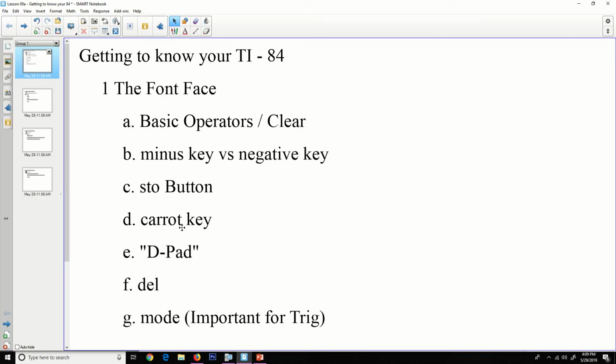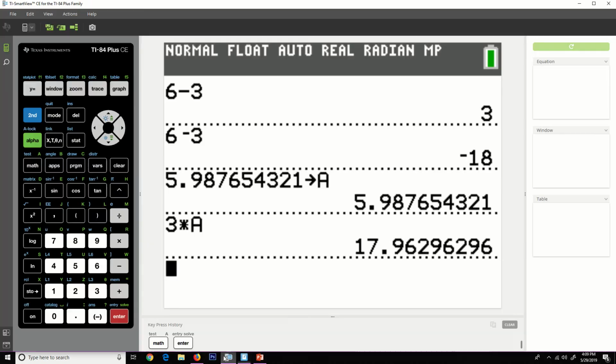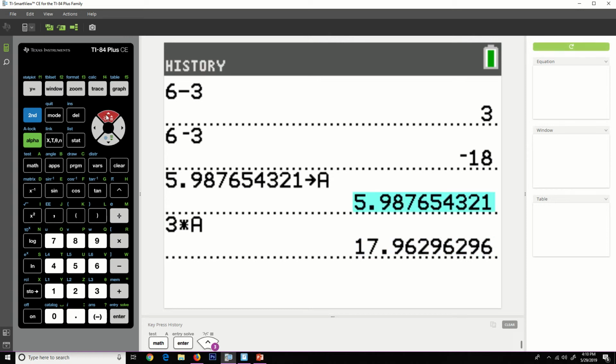Next, the caret key, and I'm going to talk about the caret key and the D-pad together here because they kind of go together. First, the caret key is an exponent key, and then what I call the D-pad is this arrow key, and you can use these arrows to bop around however you want. You can hit the up arrow key and you can bop in and redo some of the values. So if I said, oops, I screwed up this problem and it should have been 4 times A, I can't do it that way, sorry. But you can bop around with the up arrow key.